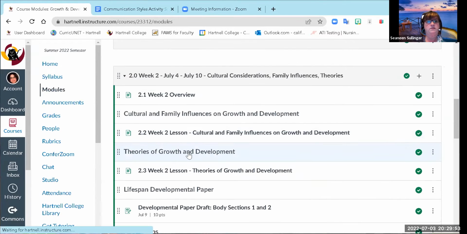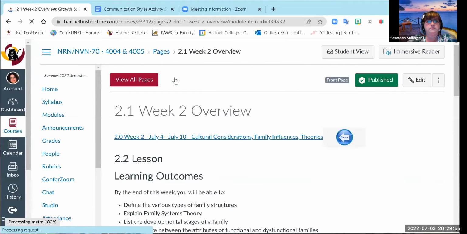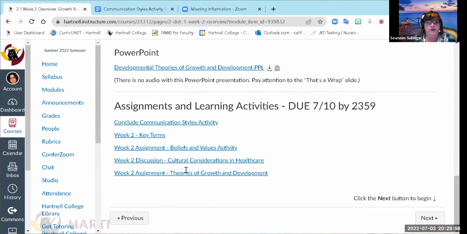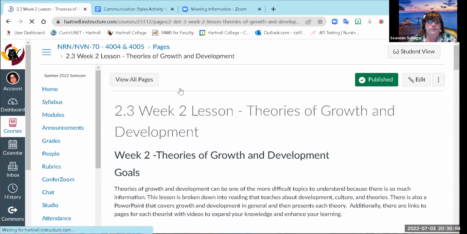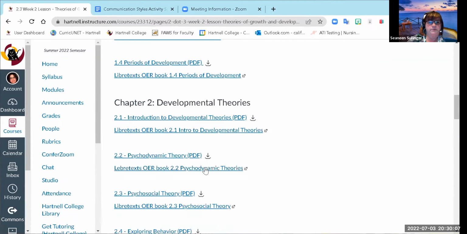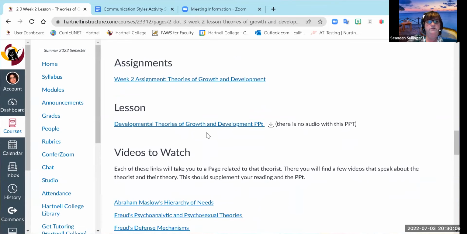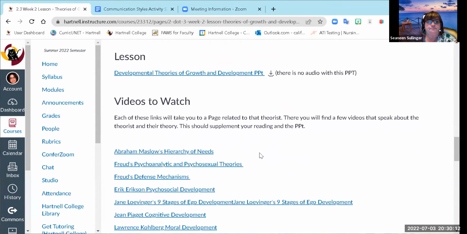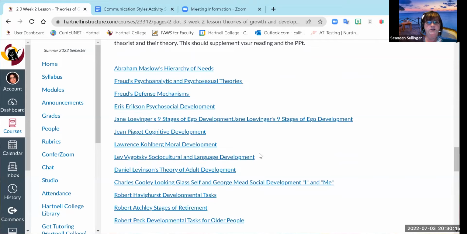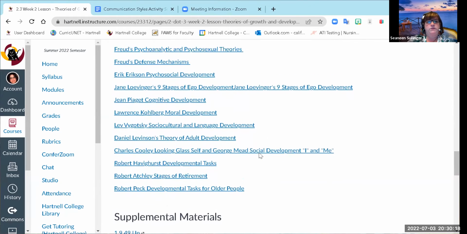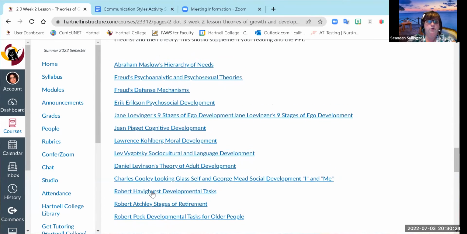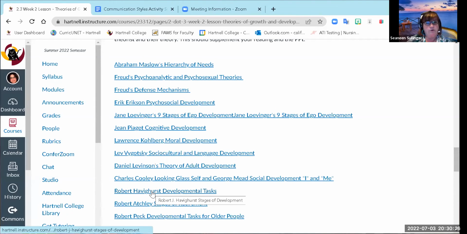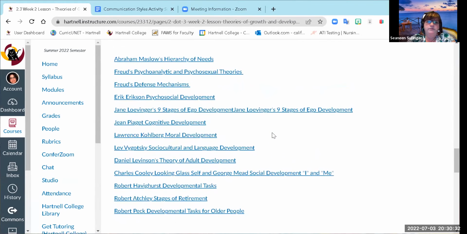So we'll go back again to the overview. And I'll show you another way to work your way through the information. So there was the reading, there's the assignment, there's the PowerPoint. This is the important information. There are videos as well as written information about all of the developmental theorists that you need to know or that you might find helpful. And I can also add, let's see, no, I have those in another lesson, so that's good.